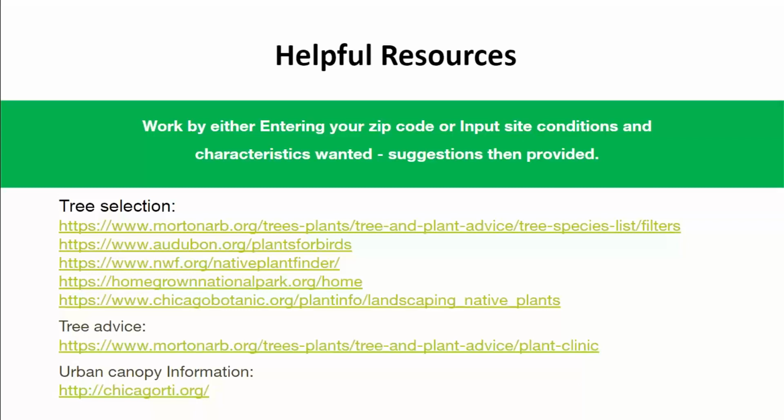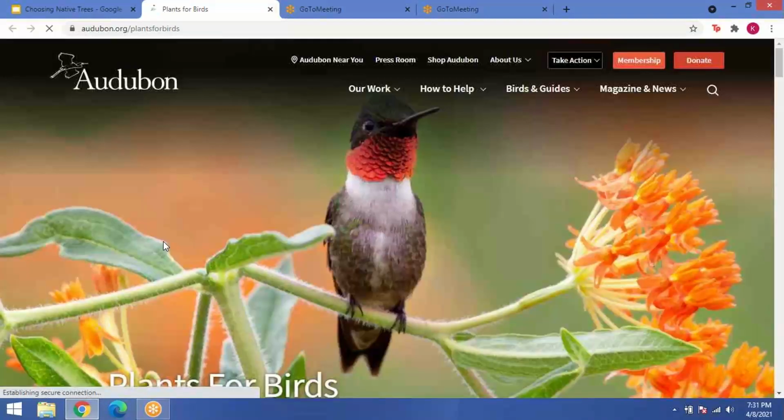So for instance, I'm a big birder. I love birding. So if you ever see me walking around the woods and I'm looking up at the trees, that's what I'm doing, usually looking for the birds. So I'm going to click on this second website here, audubon.org. And what you can do is it gives you suggestions for trees to plant based on what bird species you would like to attract.